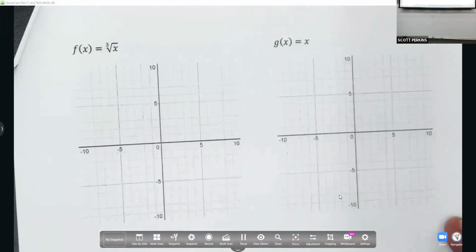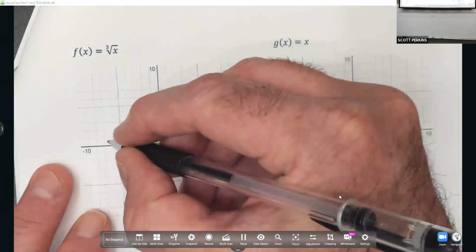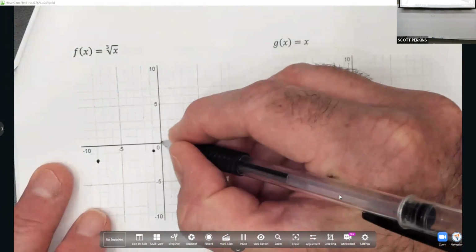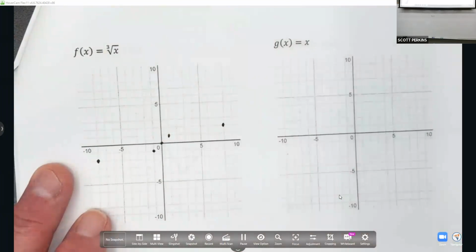The next graph is the cube root graph. Similarly to the square root graph, I'm going to pick values that go in, and I can take the cube root of pretty easily. Unlike the square root graph, though, you can take the cube root of anything, positive or negative. So the cube root of negative 8 is negative 2. The cube root of negative 1 is negative 1, 0 is 0, 1 is 1, and the cube root of 8 gives me 2.